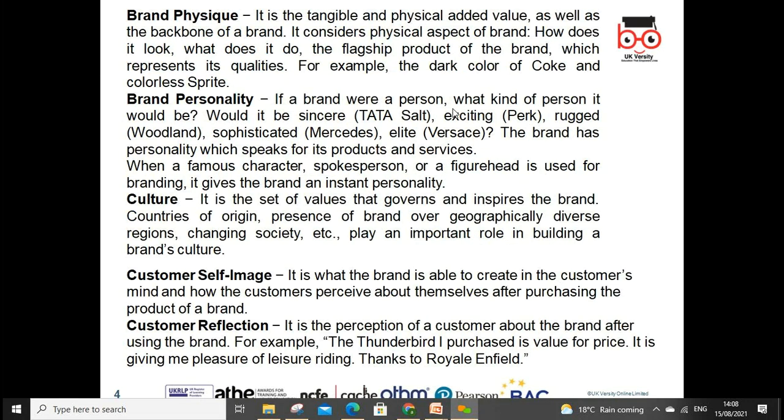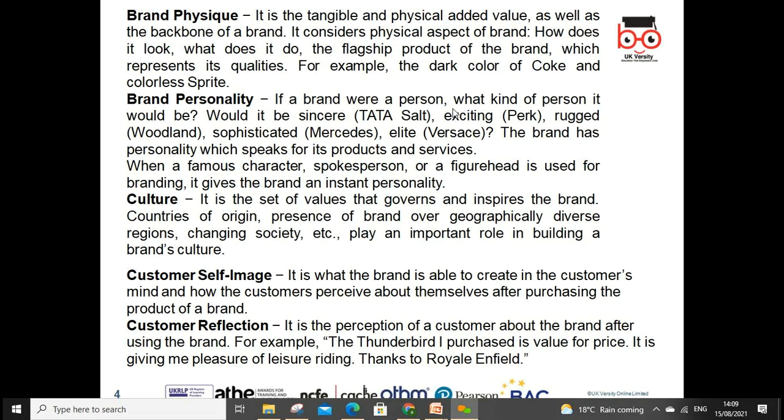So what is brand psyche about? It is the tangible and physical added value, as well as the backbone of a brand. It is considered the physical aspect of the brand: how does it look, what does it do, and the product of the brand, which represents its quality. For example, the dark color of Coke and the colorless Sprite.